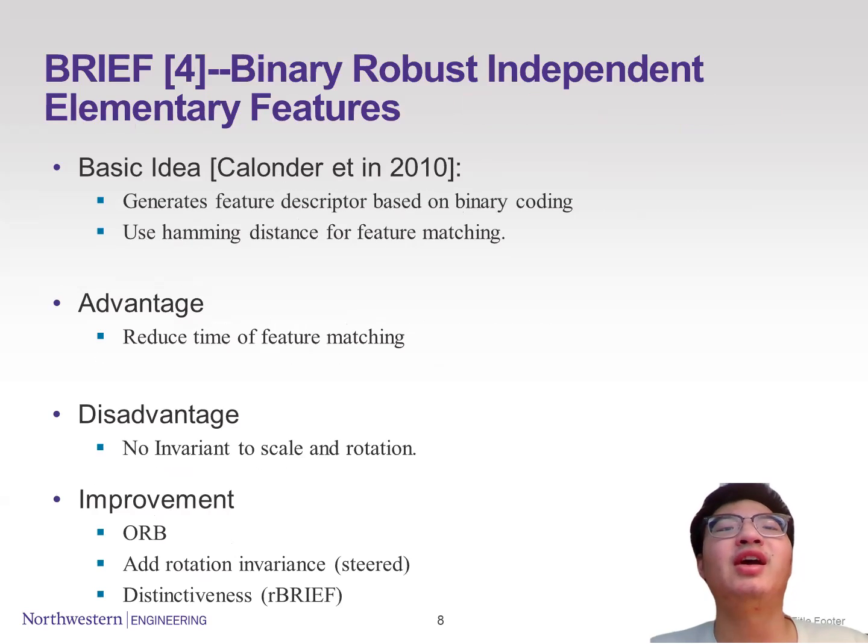BRIEF generates feature descriptors based on binary coding and uses Hamming distance for feature matching. It abandons the traditional method of using regional gray histograms to describe feature points. Therefore, the advantage is that it greatly speeds up the establishment of feature descriptors and reduces the time of feature matching. But it doesn't have high invariance to scale and rotation. So adding rotation invariance and distinctness can improve it. Or you can use ORB to solve it.